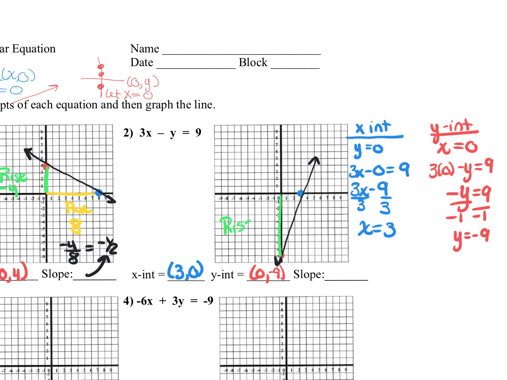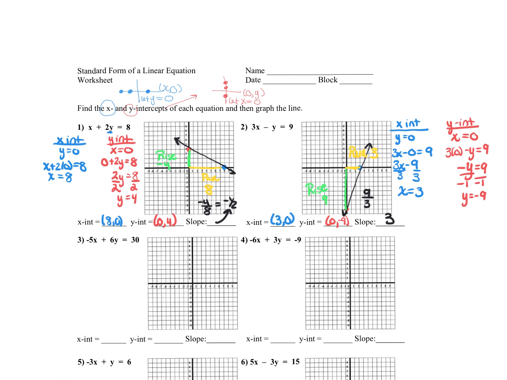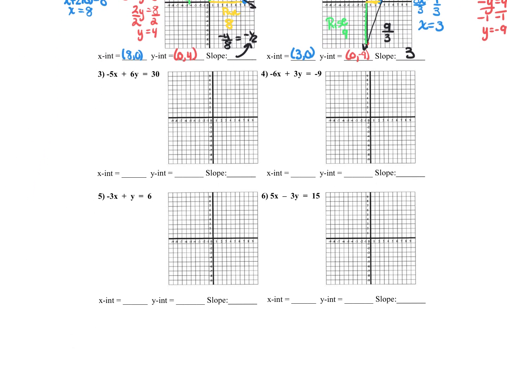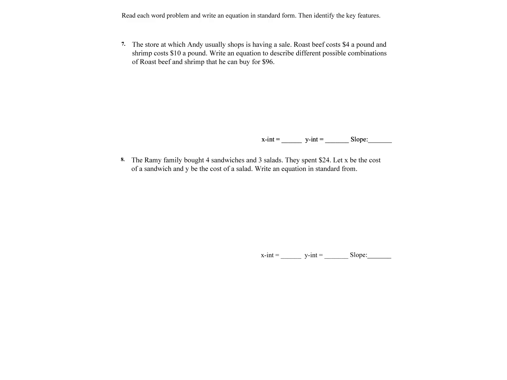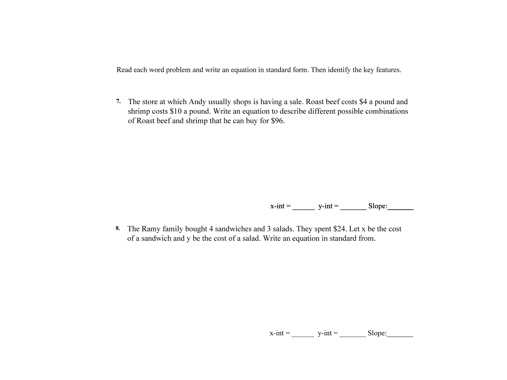My rise for my slope was 9. My run is 3. So when I do rise over run, I get 9 over 3, which reduces to a slope of 3. So you're going to go through and do the rest of these. And then you're going to submit it to Google Classroom. And then, before you submit to Google Classroom, there is a second page. So let's do one of the ones on the second page.